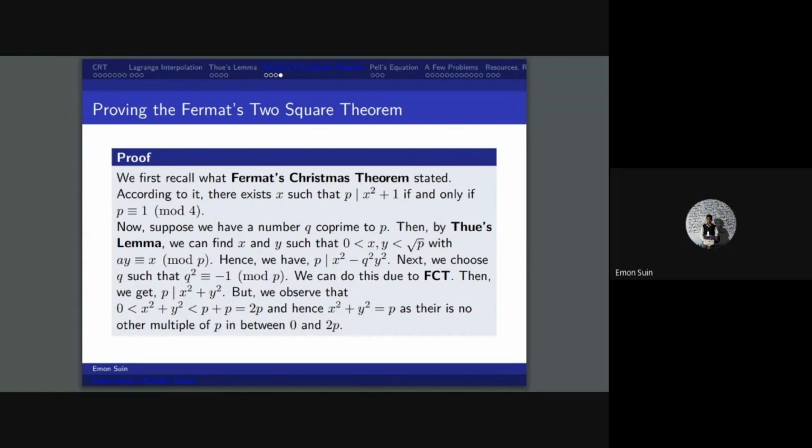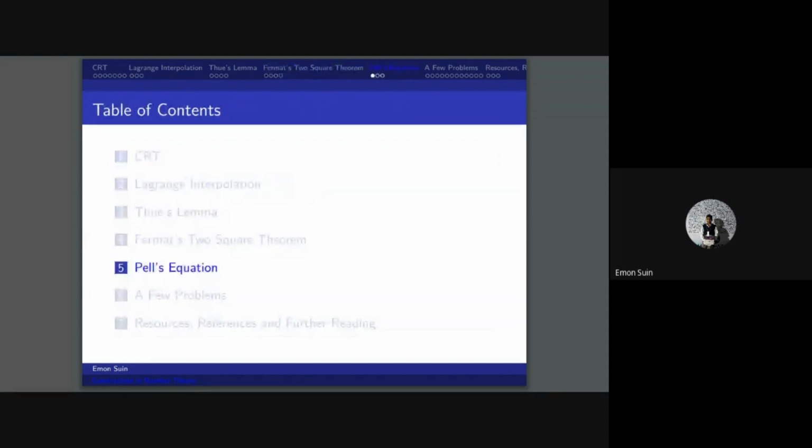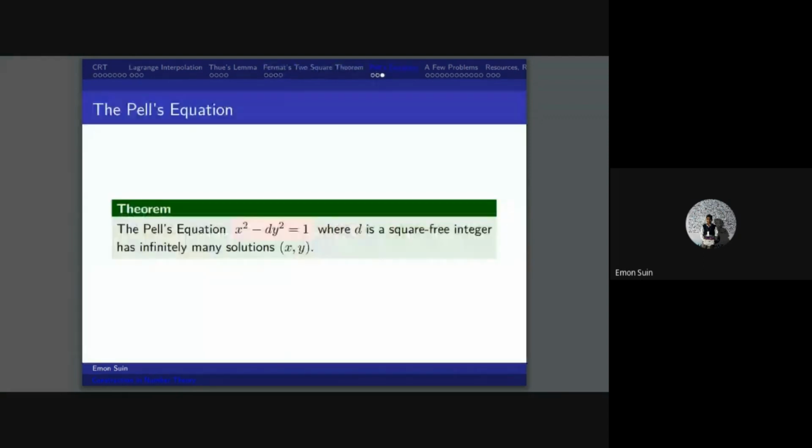Anyways, now let's move on to Pell's equation. Pell's equation is a common thing: x square minus d y square is 1, where d is a square free integer. Now can anyone say what is the necessity of d being a square free integer?